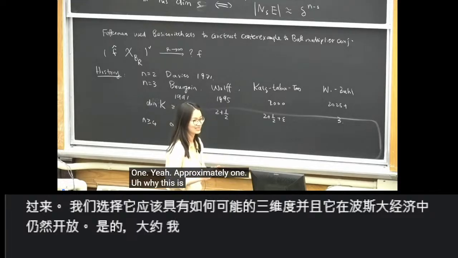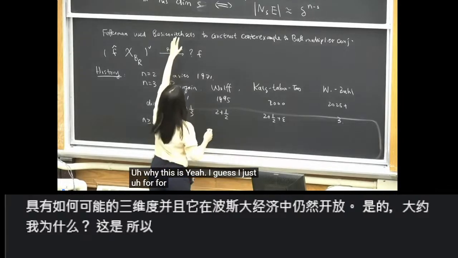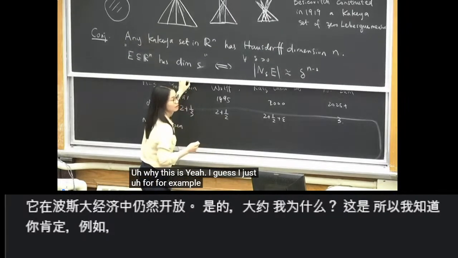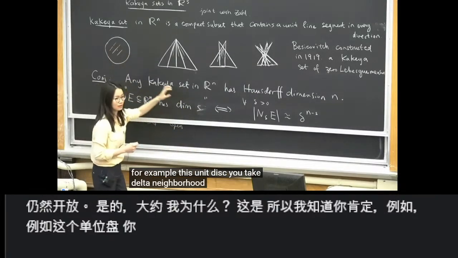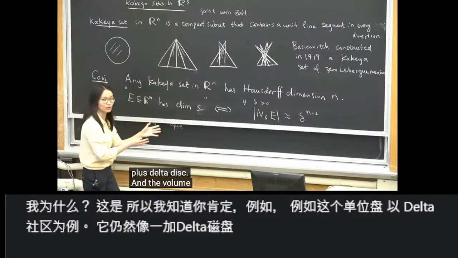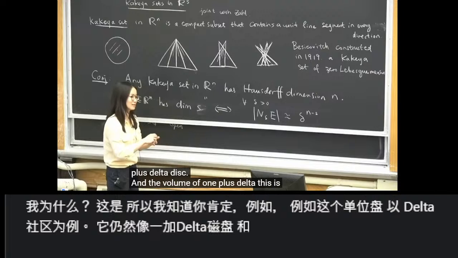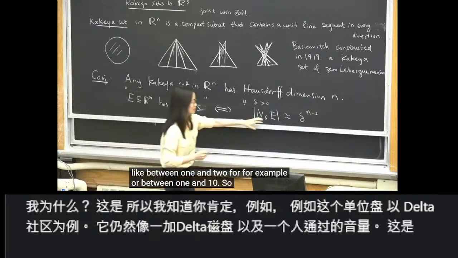You mean why this is true? Yeah, I guess I'm just not very sure. For example, this unit disk, you take a delta neighborhood, it's still like a 1 plus delta disk. And the volume of a 1 plus delta disk is between 1 and 2, for example, or between 1 and 10. So this is what I mean.